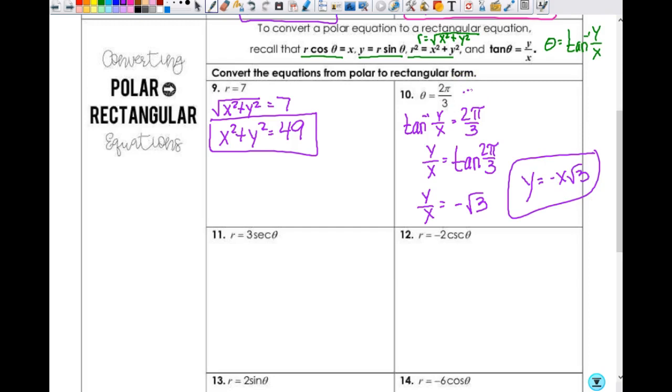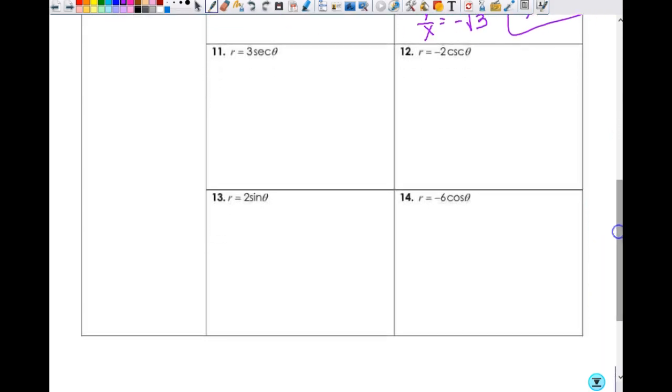Everybody good? Any questions at all? Alrighty, on to the next one then. Here I have r equals 3 secant theta. Now, I do have something I can substitute in for r. It's the square root of x squared plus y squared, but that doesn't do anything with my secant theta. Once I substitute, I need to have everything in x's and y's eventually. I have nothing for that.